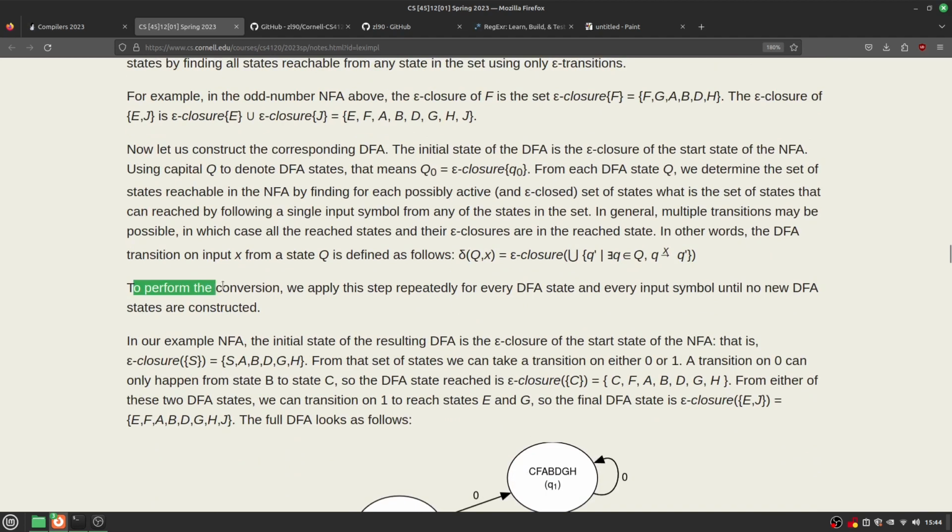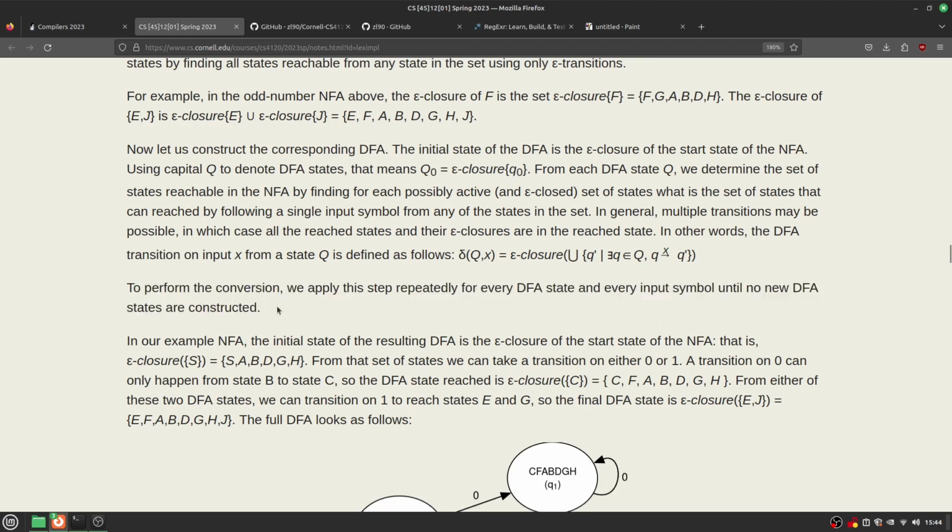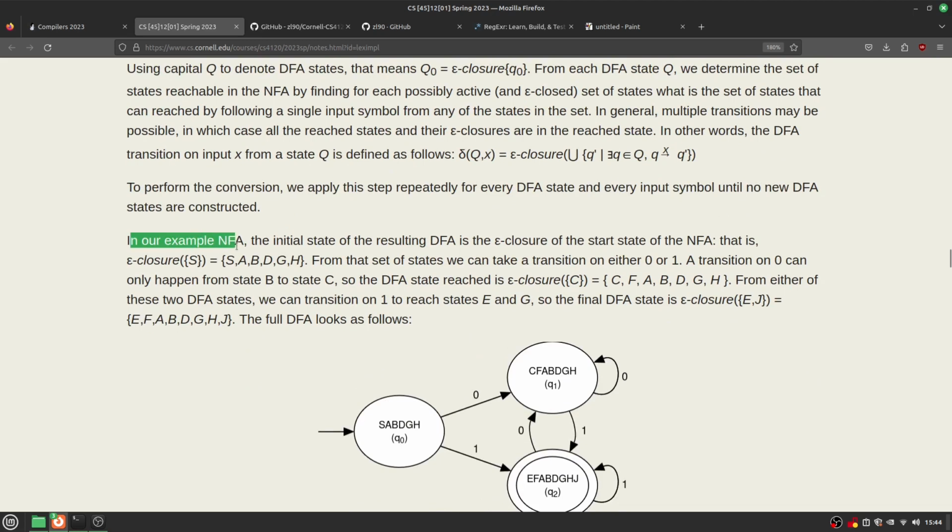To perform the conversion, we apply this step repeatedly for every DFA state and every input symbol until no new DFA states are constructed. Okay. In our example NFA, the initial state of the resulting DFA is the empty string closure of the start state of the NFA. That is the empty string closure of the set containing S, which equals S, A, B, D, G, H.